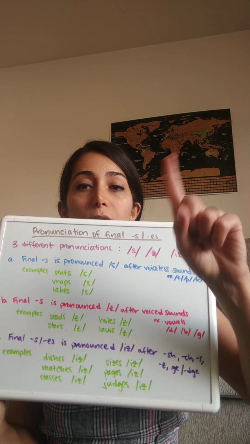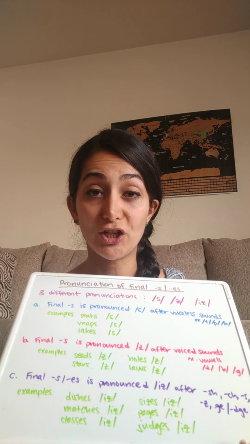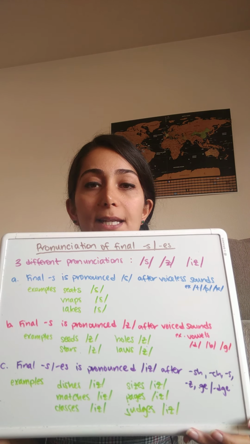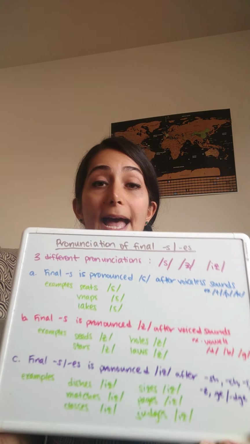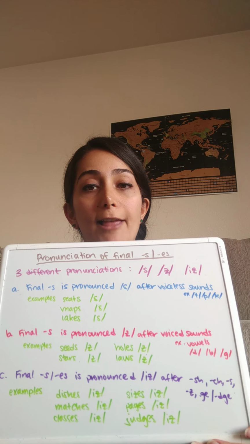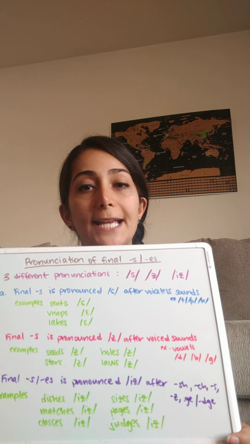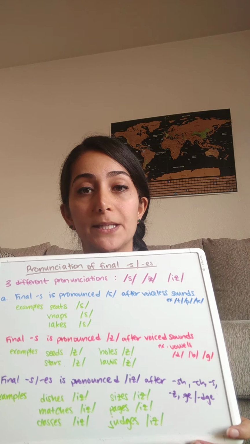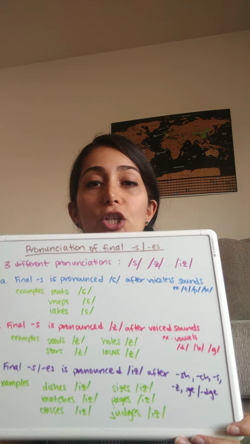We have dish with one syllable. Dishes has two syllables. Match, ch, becomes matches. Matches, again, two syllables. Or an additional syllable, I should say. Class ends with one of those sounds. So we have classes. Size in the plural becomes sizes. Page, j, becomes pages. And judge becomes judges.